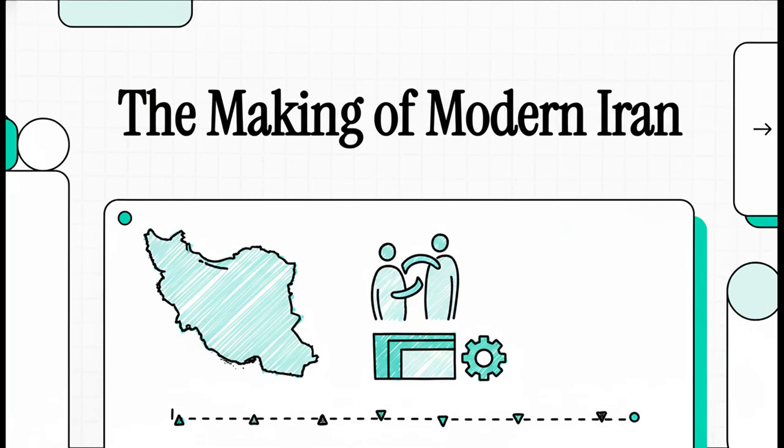Welcome to The Explainer. Today, we're going to tackle a huge topic, the complex 70-year journey that has forged modern Iran. We're going to draw on the insights of Dr. Hassan Ahmadian to really understand the state, its people, and its power.